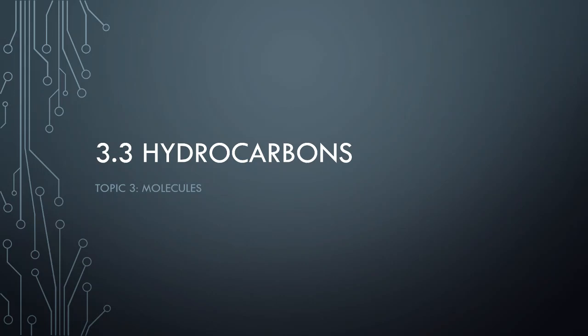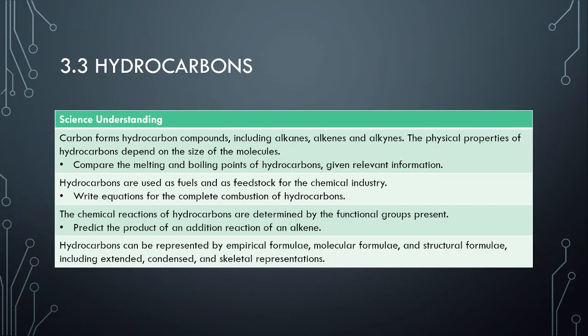All right, welcome to the second video of 3.3 hydrocarbons. Now, introduction to organic chem was done. In this video, we'll be looking at the third box down there. The chemical reactions of hydrocarbons are determined by the functional group present. Chemical reaction we are talking about now: predict the product of an addition reaction of alkene.